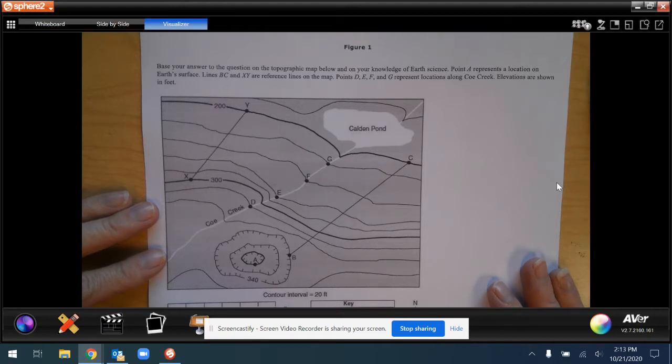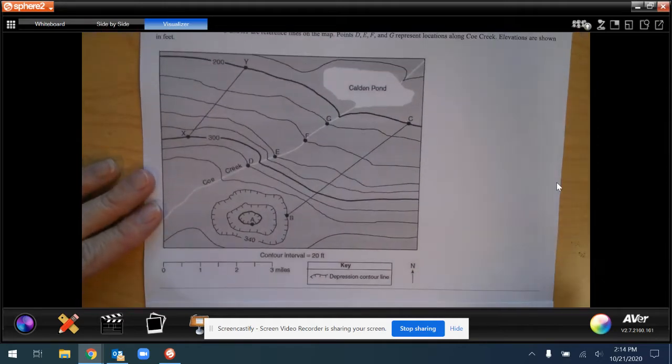Point A represents a location on Earth's surface. Lines B, C, and X, Y are reference lines on the map. Points D, E, F, and G represent locations along Coe Creek. Elevations are shown in feet, and we will see down at the bottom our contour interval on this map is 20 feet. We're also going to take note of the other symbols down in our key.